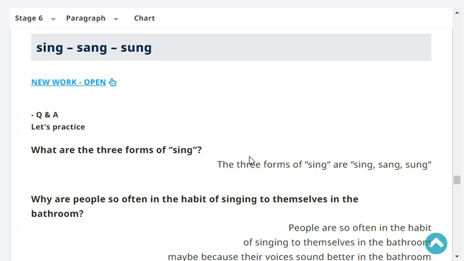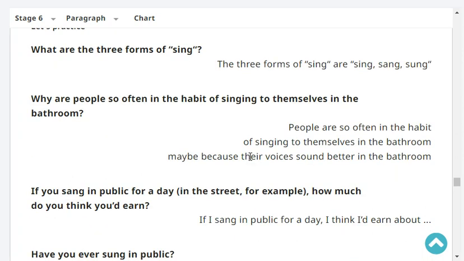The three forms of sing are sing, sang, sung. Why are people so often in the habit of singing to themselves in the bathroom?